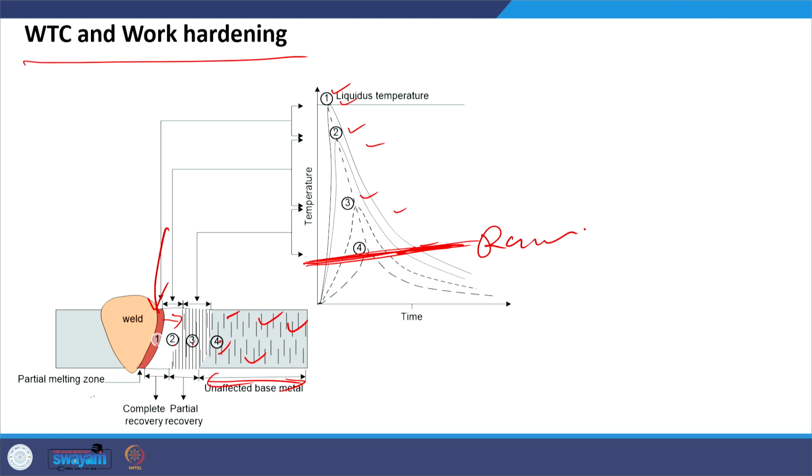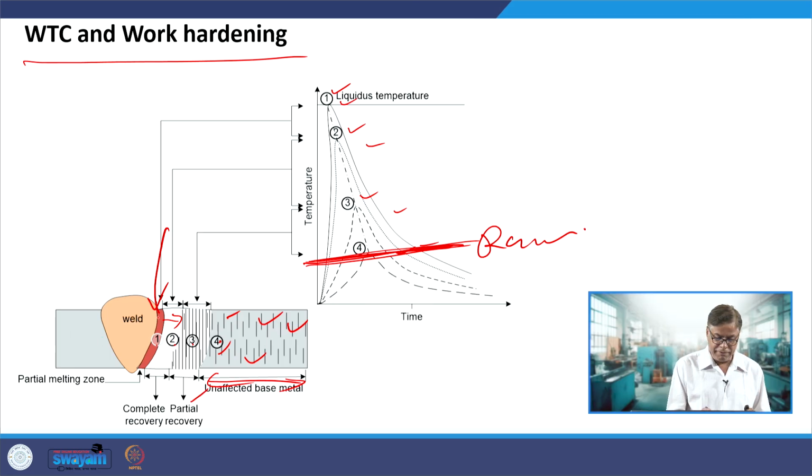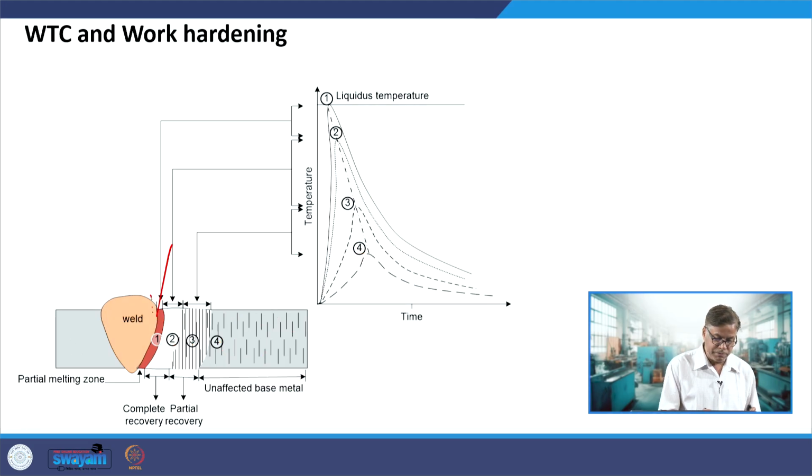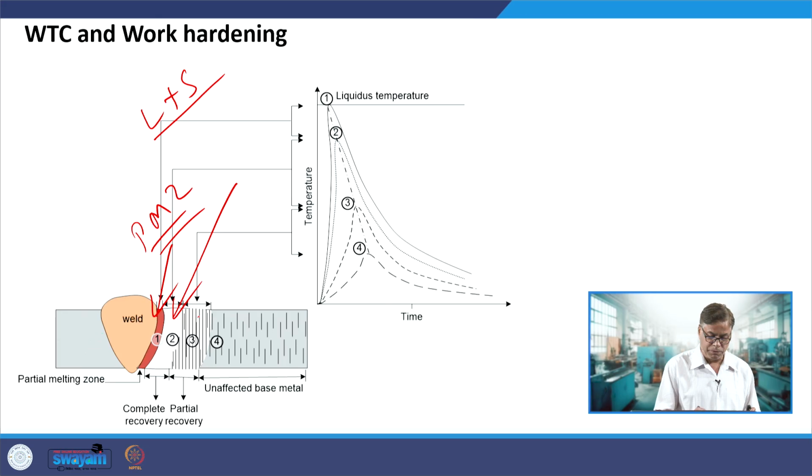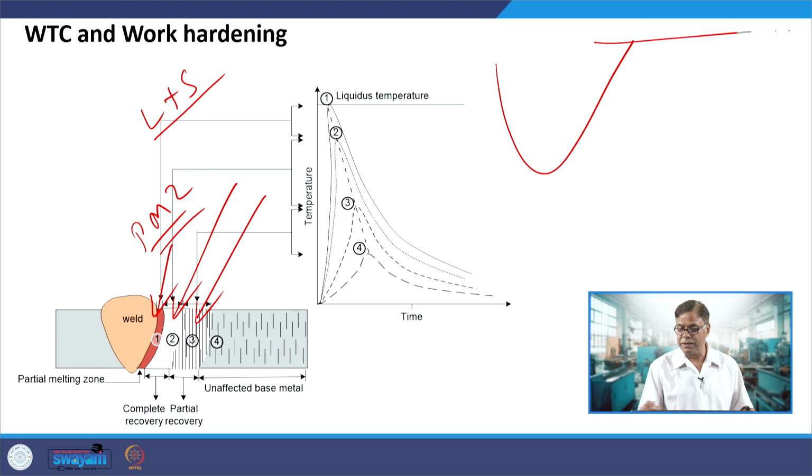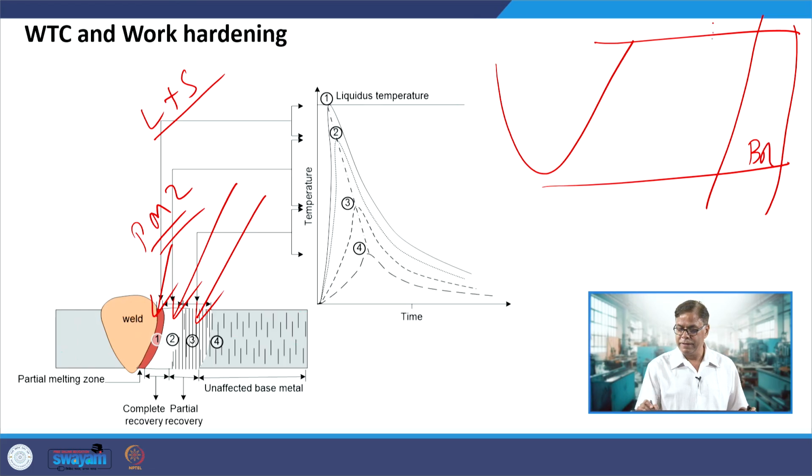So, complete recovery, partial recovery, or even partial melting can take place in case the alloy has a solidification temperature range. So, these are the different zones which are formed. One, next to the fusion boundary, is the PMZ, partial melting zone, where both liquid and solid will be there. Then the complete recovery zone, the partial recovery zone, and in all these cases, if we try to see the hardness distribution, okay, like this. Here the unaffected base metal, then the partial recovery, complete recovery, and then the partial melting zone.